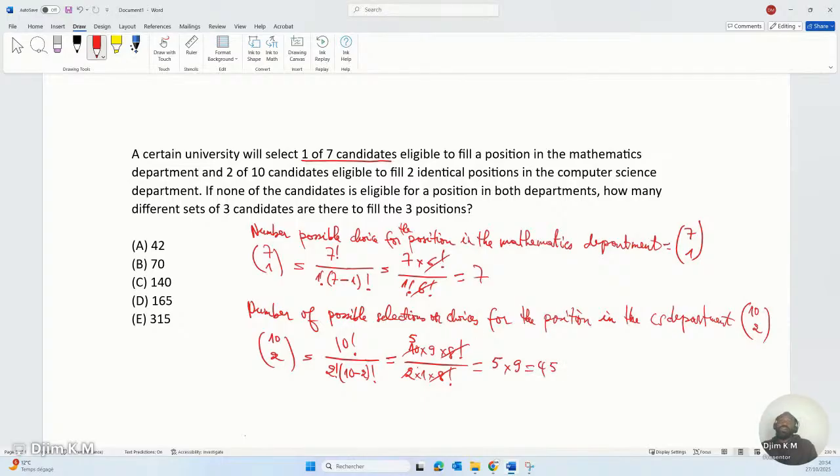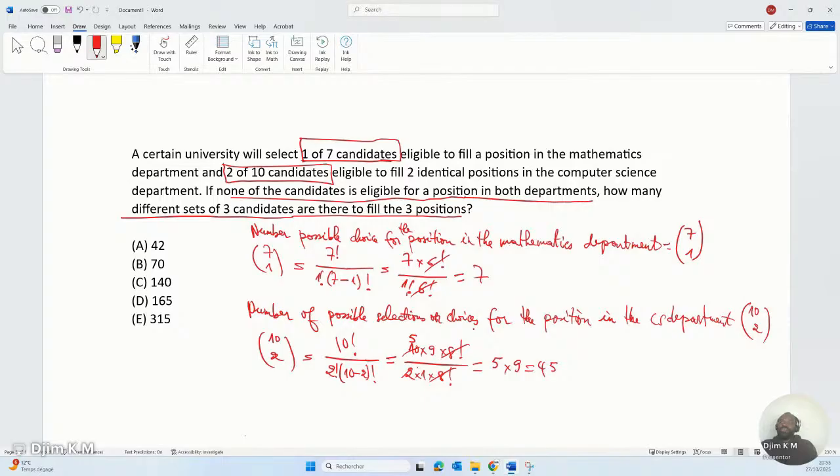So the question is telling us how many different sets of 3 candidates are there to fill in these positions. We already determined that the group of 7 candidates here is different from this one, because it says none of the candidates is eligible for a position in both departments. So these are completely 2 different groups.